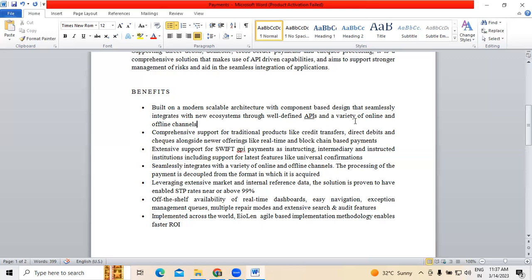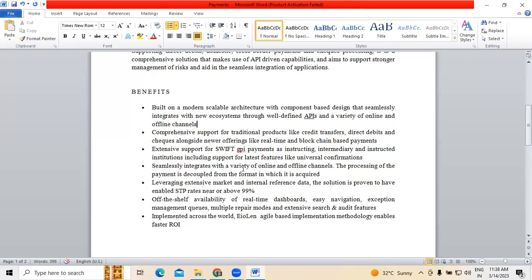Point number two, comprehensive support of traditional products like credit transfers, direct debits, and checks, alongside newer offerings like real-time and blockchain-based payments. Because blockchain is a kind of technology which is recently coming up nowadays for the best, and for the benefit of the end users. So they are developing traditional products. They already have traditional products which are being used by the financial institutions, like credit transfers, direct debits, and all that. So whatever product they are going to develop can support the traditional products which customers are already using in their business location.